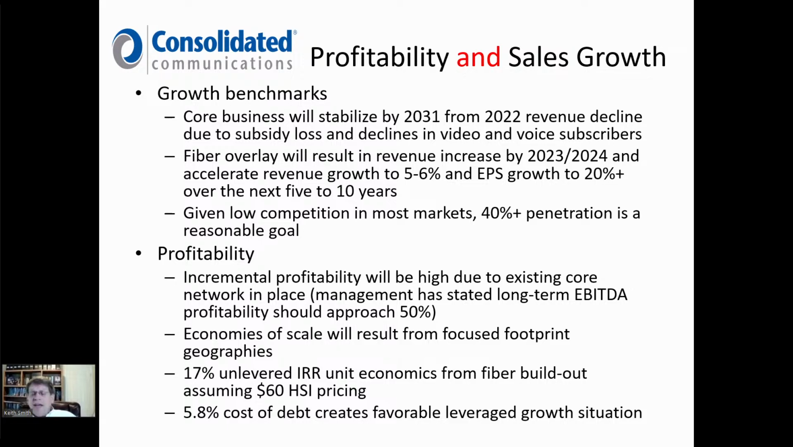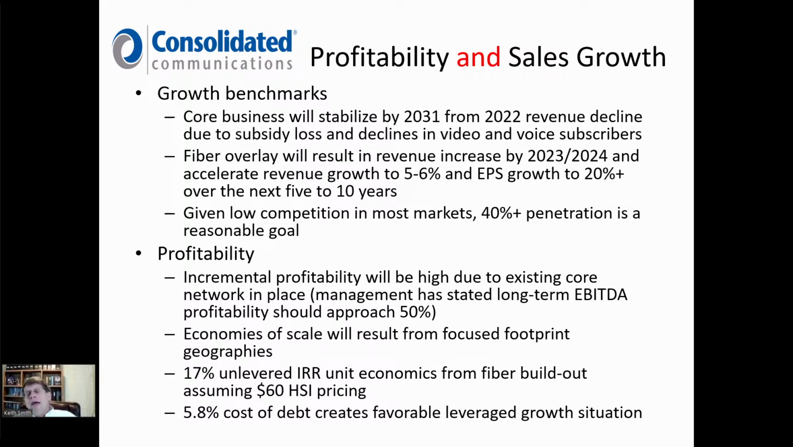This is just sort of an indication of how much incremental profitability can be added to these things. These guys have economies of scale because they have focused footprints to be able to do that. If you do an unlevered IRR calculation, you're getting roughly a 17% unit economics from the fiber build out, assuming a 70% high speed internet sort of pricing, which is sort of like the average pricing around the country now.